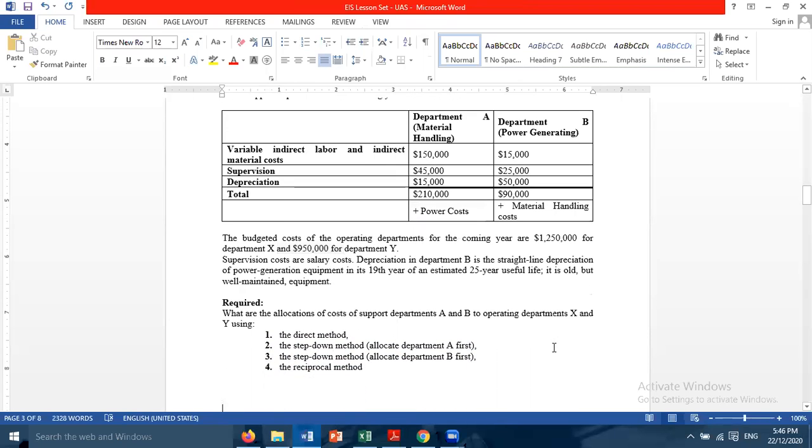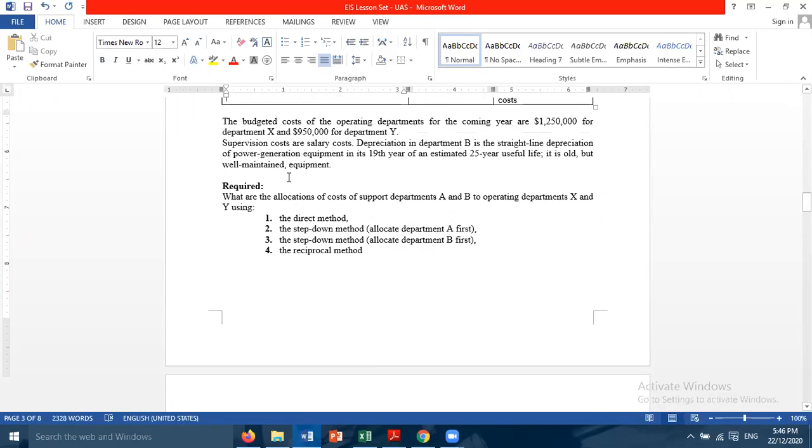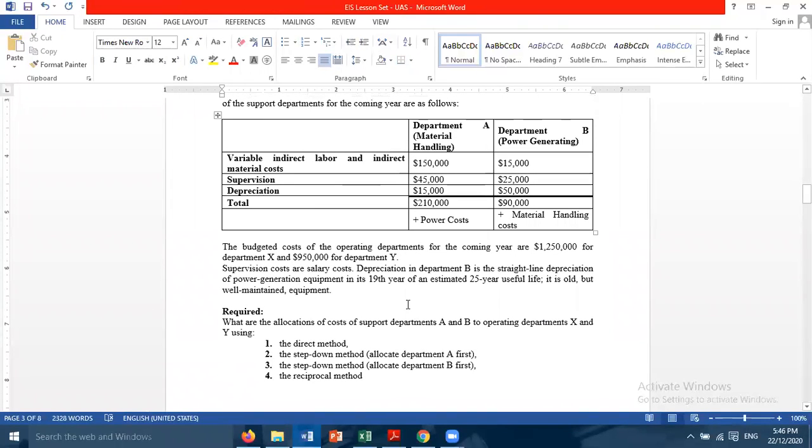Okay. So here's the question. What are the allocations of costs of support departments A and B to operating departments X and Y using the direct method, the step-down method in which we allocate department A first, then the step-down method in which we allocate department B first, and the last one is reciprocal. Okay, we'll go through them one by one. So the first one is the direct method.